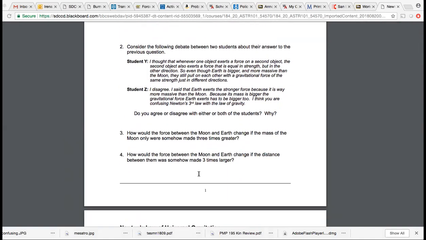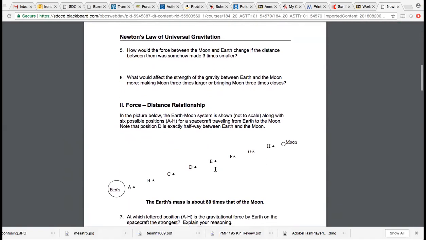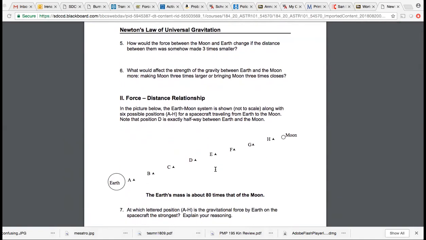Okay, very good. So what do you say then? It would decrease how many times? 9 times. 9 times, very good. Number 5. Let's see. 3 times smaller. Then the gravitational force would be made 9 times stronger. Yes, very good. Excellent. And next one. What would affect the strength of gravity between the Earth and the Moon? Oh, wouldn't it be the distance? Yes, very good.